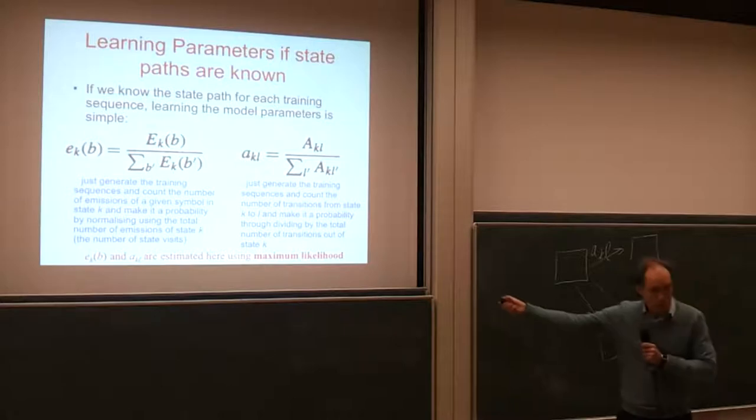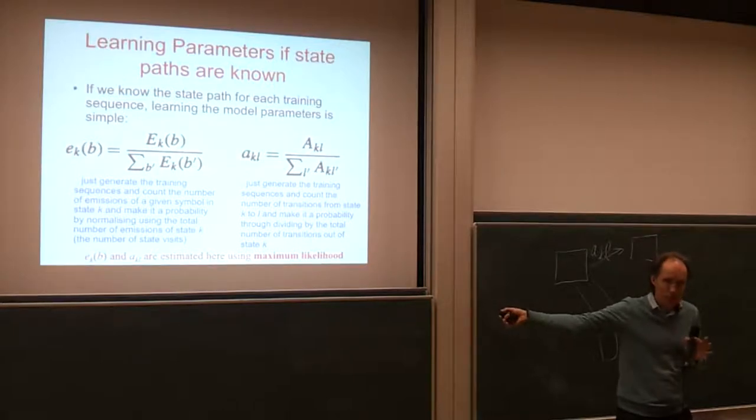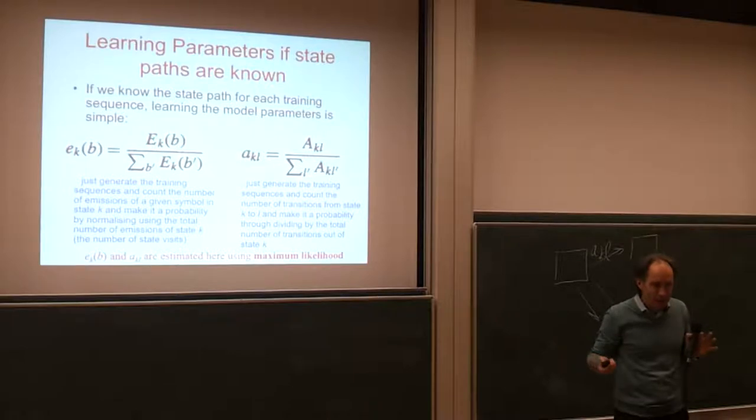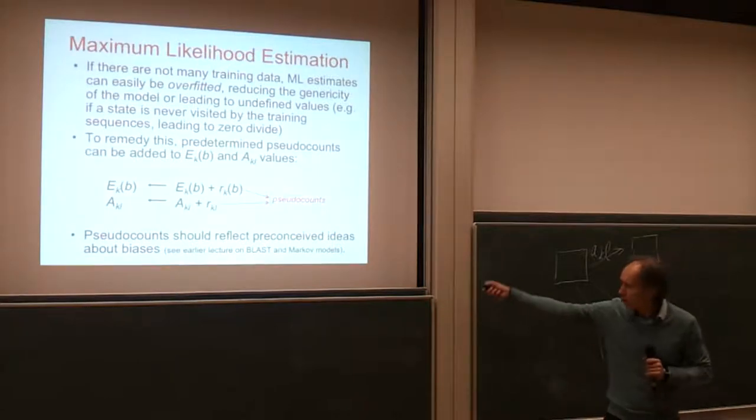Good. So this is when things are easy. And you know the path. What's our problem? We have training sequences, we feed them through a model with some fake parameters we set at the start. We don't have the concept of the best path. We would like total probability. So what can we do? That's the idea here.